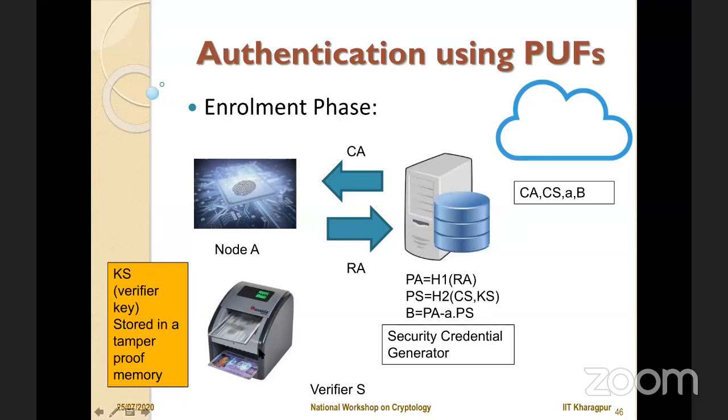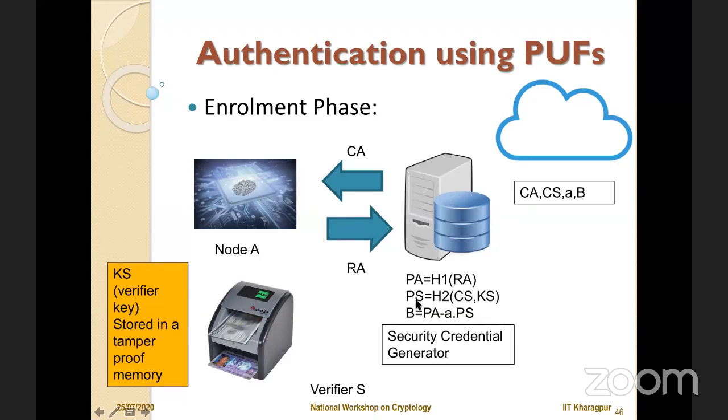But remember, this device cannot have a copy of the PUF because the PUF is unclonable. So what we do is enroll this device with a security credential generator at the beginning of the protocol, wherein the credential generator sends a challenge and obtains a response, and the response is hashed. Suppose I denote it as PA. The corresponding secret key of the verifier S is also hashed by another hash function along with a challenge, say CS, and we obtain two parameters, PA and PS.